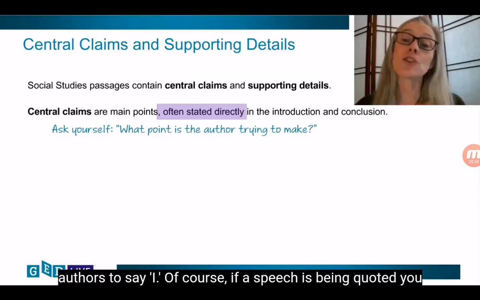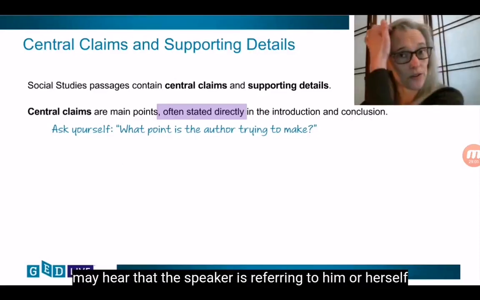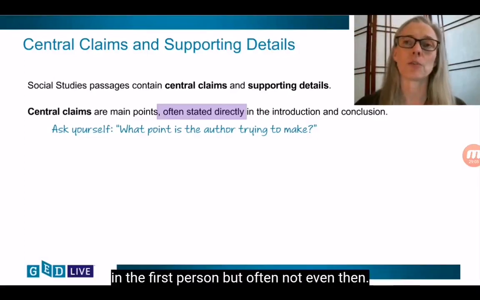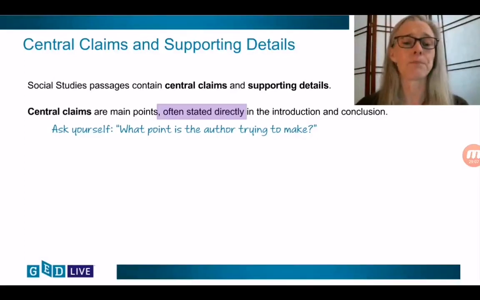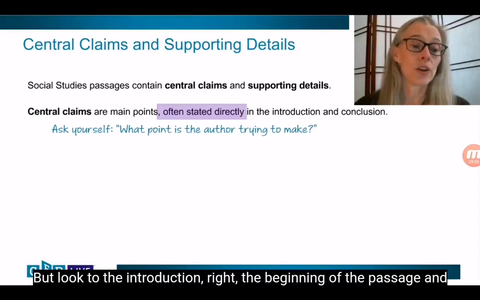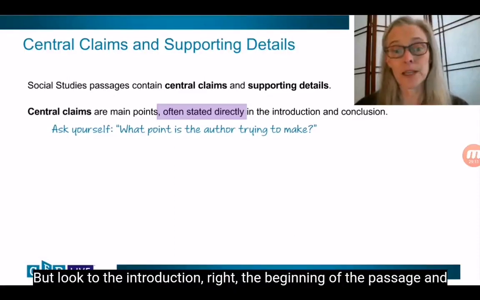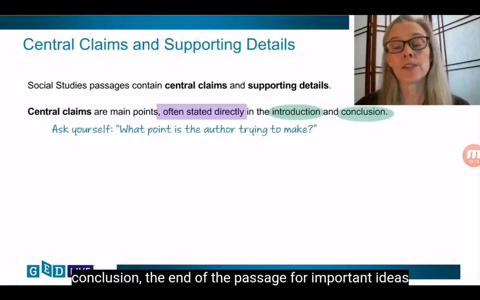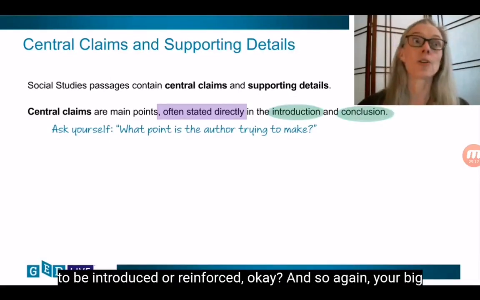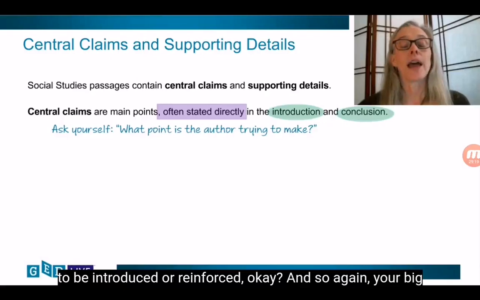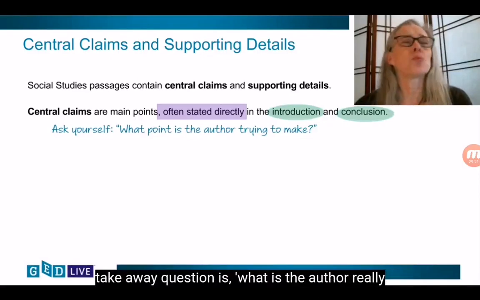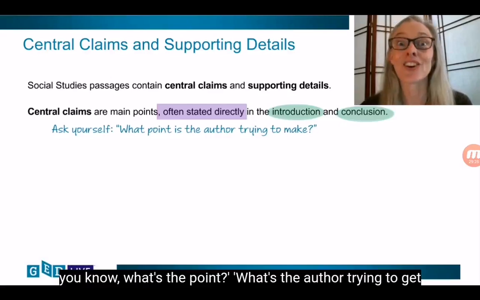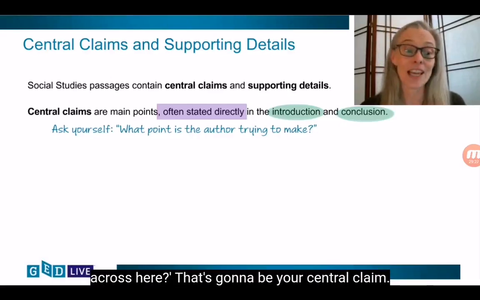Of course, if a speech is being quoted, you may hear the speaker referring to him or herself in the first person, but often not even then. But look to the introduction, the beginning of the passage, and the conclusion, the end of the passage, for important ideas to be introduced or reinforced. Okay? And so again, your big takeaway question is, what is the author really, what's the point? What's the author trying to get across here? That's going to be your central claim.